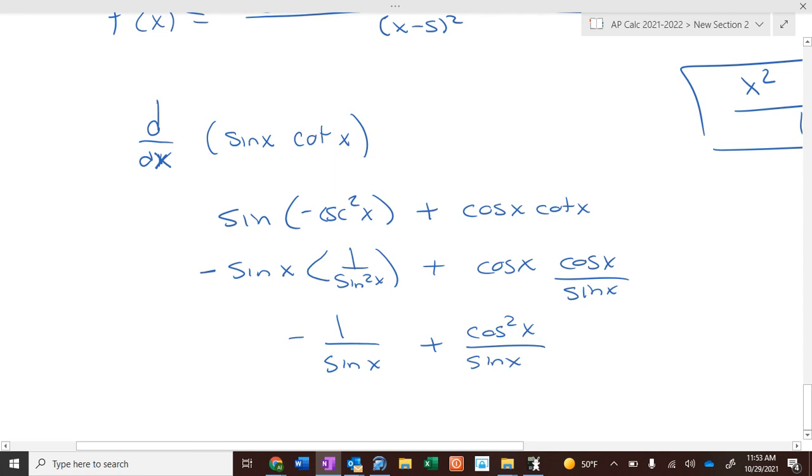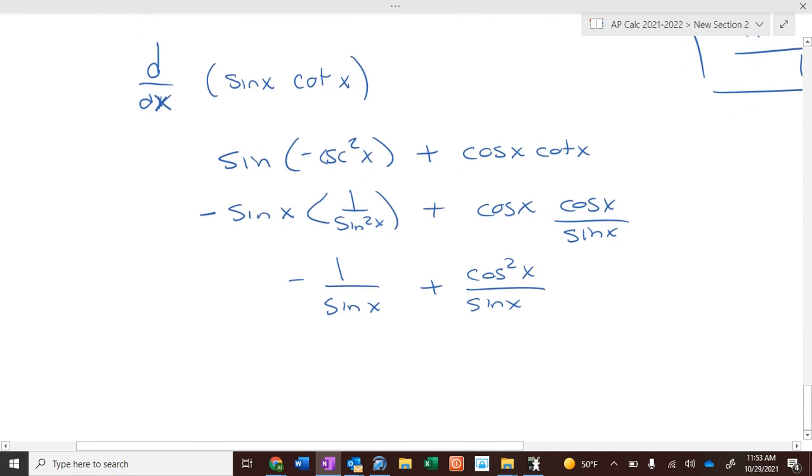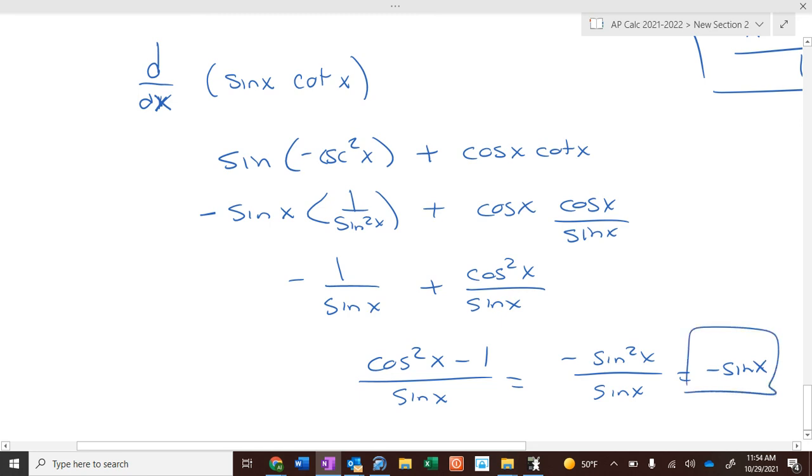I don't know how far they'll go, but you could keep going on this. 1 plus cosine squared over sine squared looks like the tangent form, isn't it? So it's sine over negative sine. It's just sine. Holy smokes.